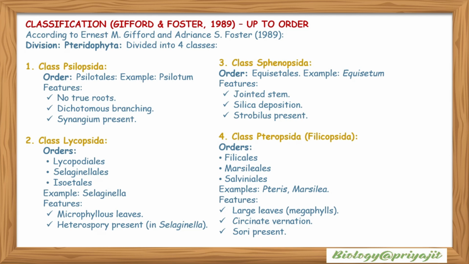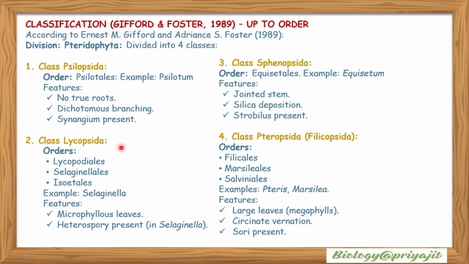Classification by Gifford and Foster in 1989 up to order. According to Ernest M. Gifford and Adrian S. Foster 1989, the division Pteridophyta can be divided into four classes. Class Psilopsida, the order includes Psilotales, example Psilotum. Their features: they have no true root, dichotomous branching is found, and the synangium is present.